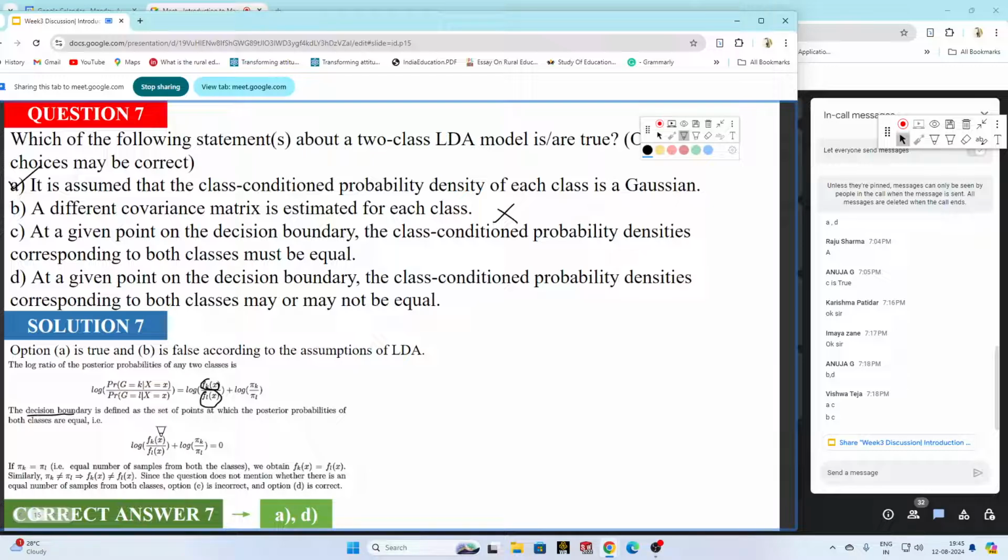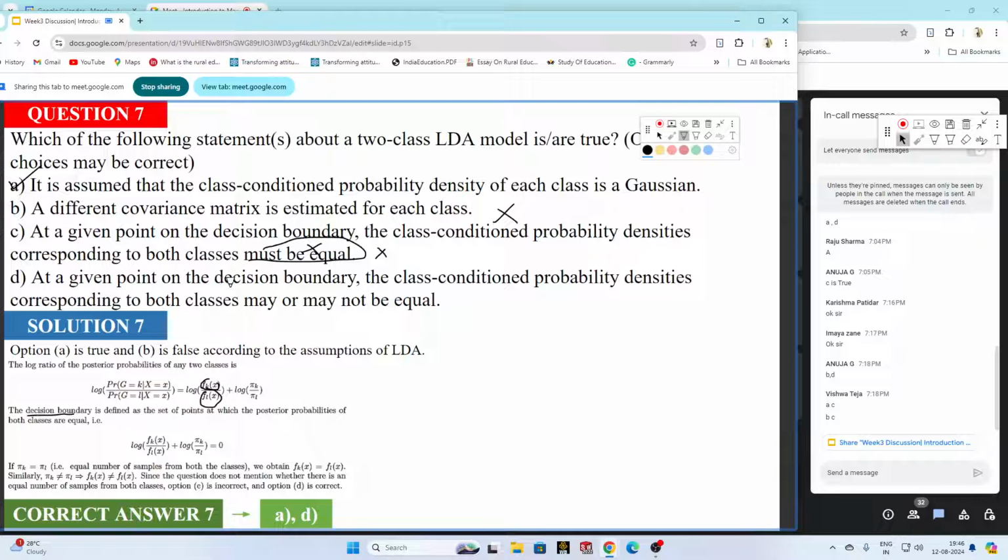Now fk(x) will be equal to fl(x) only when pi k is equal to pi l. That is, if we have an equal number of samples, pi k as well as pi l, only in that case will fk(x) be equal to fl(x). Otherwise, if pi k is not equal to pi l, then fk(x) will not be equal to fl(x). So option C is not correct. It says must be equal, which is not correct.